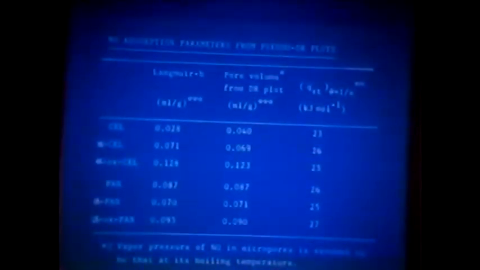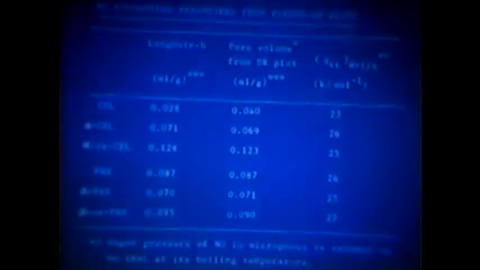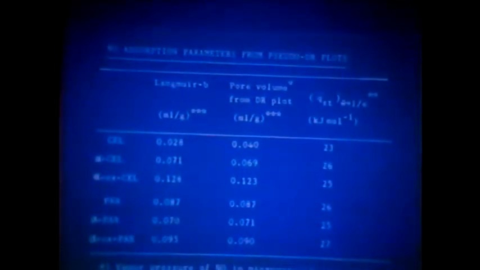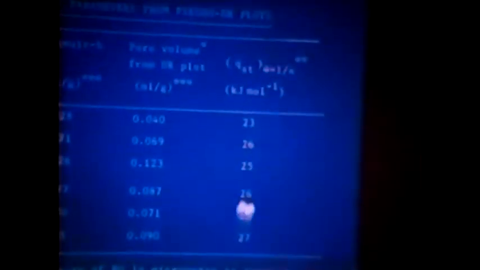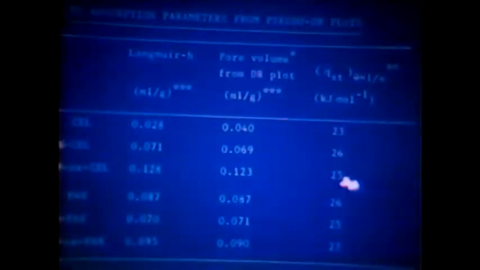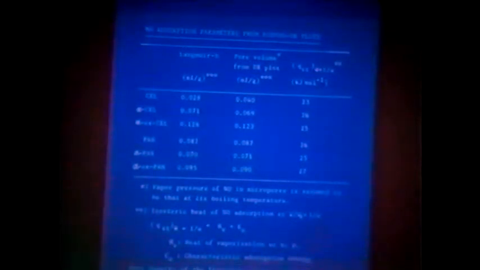By use of the heat of vaporization of NO at boiling temperature and the characteristic adsorption energy for NO obtained by pseudo plot, we obtain the isosteric heat of NO adsorption. These values are almost equal to those of nitrogen adsorption. So we consider the state of NO in micropores similar to that of nitrogen adsorption.